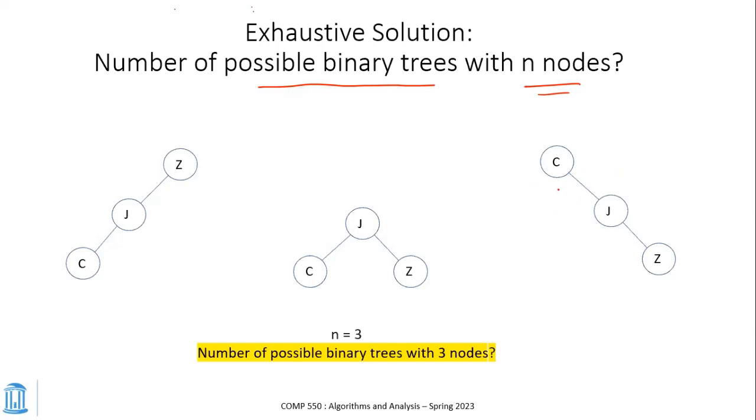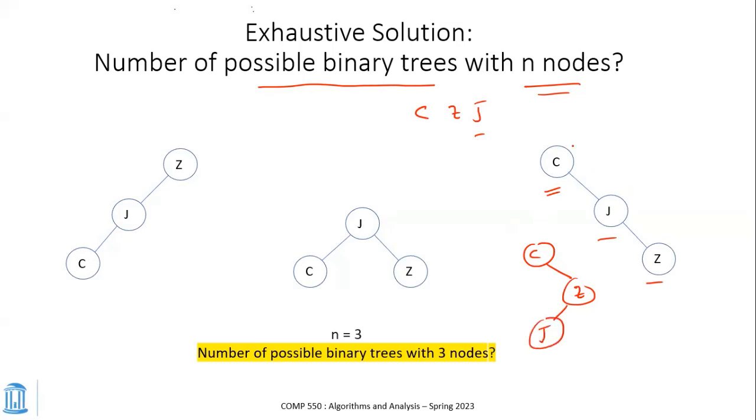So if C is on the top, there are 2 possibilities, right? So JZ, or it could be ZJ. Okay, and those are both binary search trees. It's just that the order in which they came was probably C first, and then Z, and then J. So you put in C first, and then Z is going to be on the right of C. And then J has to be on the right of C, but on the left of Z.